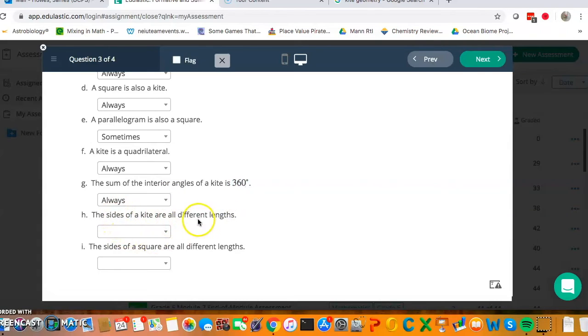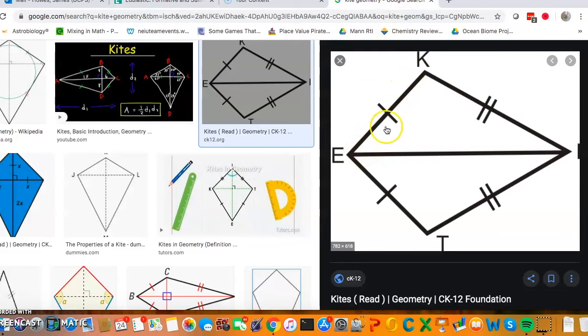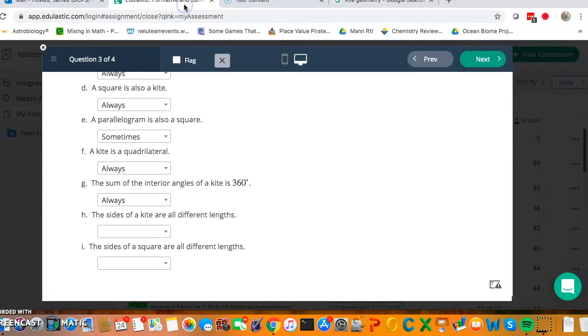The sides of a kite are all different lengths. Well, we just said that the defining feature, just to go back to this picture one more time, is that these sides are the same and these sides are the same. So that means that all kites have to have some sides of the same length. So all the sides can't be different. So that's never true. The sides of a square are all different lengths. That's never true, because of the defining feature.